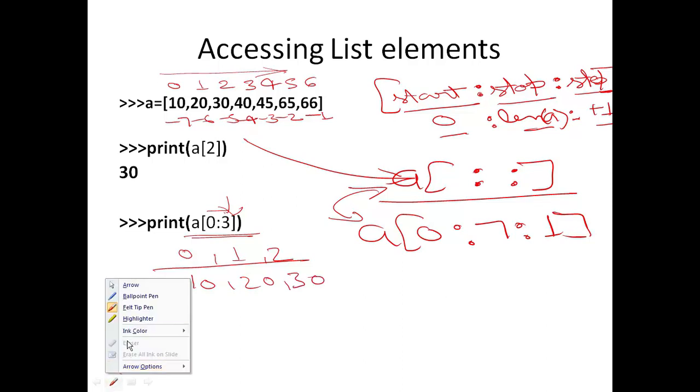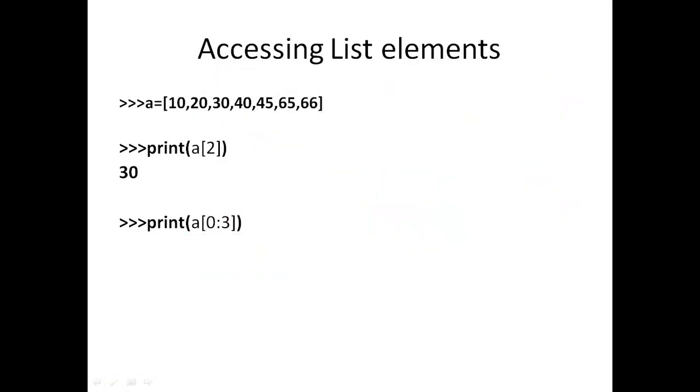Let's see another example. In this example, I want to print the values starting from index 2 to 4. So the indexes are 0, 1, 2, 3, 4, 5, 6. The index starts from 2 up to 4, which means the upper bound will be ignored. So the elements printed here will be 30 and 40 only.